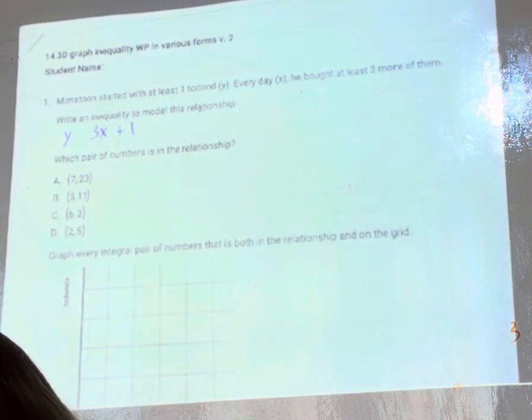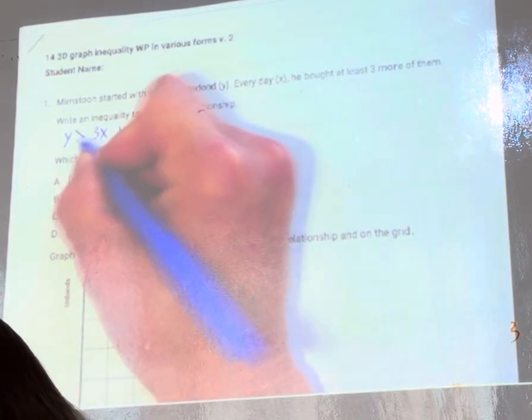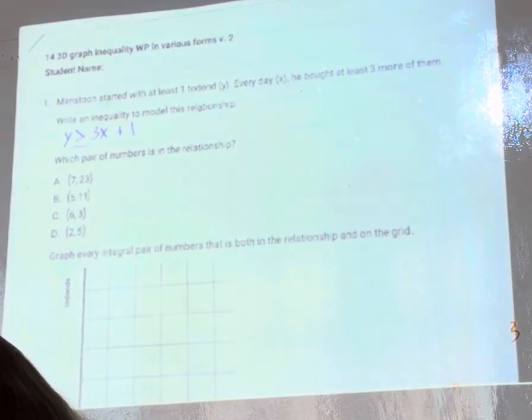What's our symbol? Would it be less than or equal to? So you need at least. So if I need at least $20 to go to the movies, do I want less than? More than. Yeah, more than or equal to. Perfect. Okay. I almost had that in standard form.